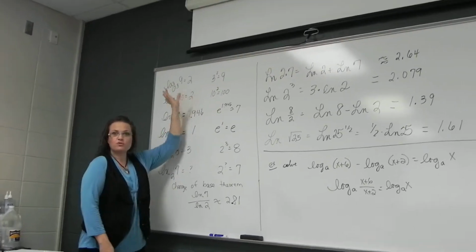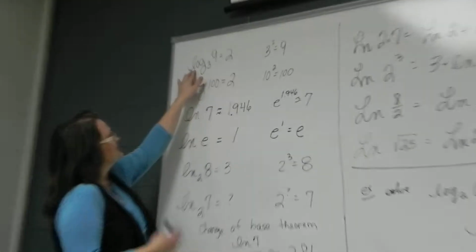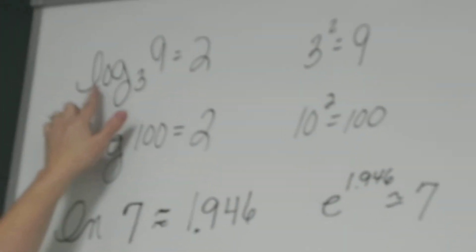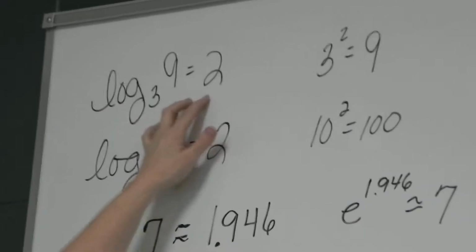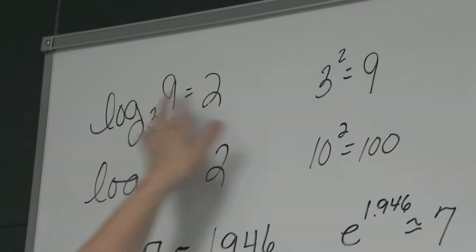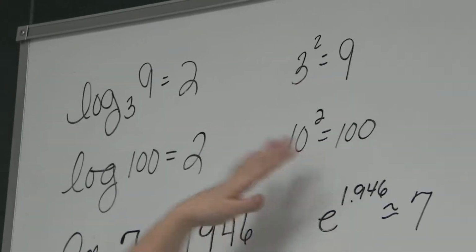Just a reminder of what a log is and the ordering of it. It's a way of expressing an exponent. When I say log base 3 of 9 equals 2, that means the same thing as saying 3 to the second is 9. Just rearranging the order. And you practiced that today, I know, on the quiz you took.